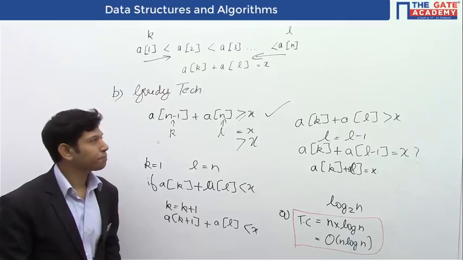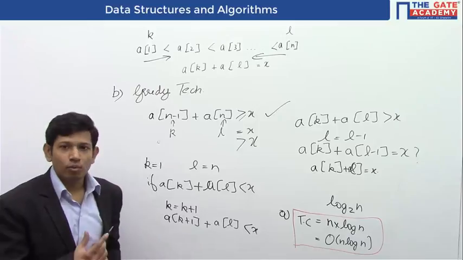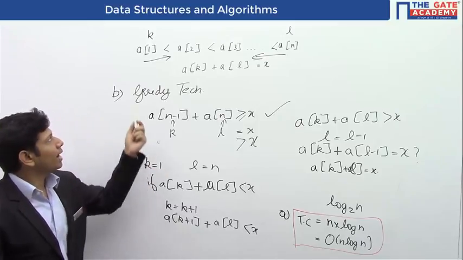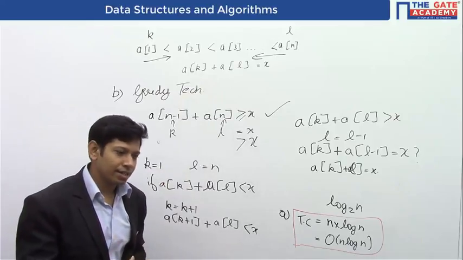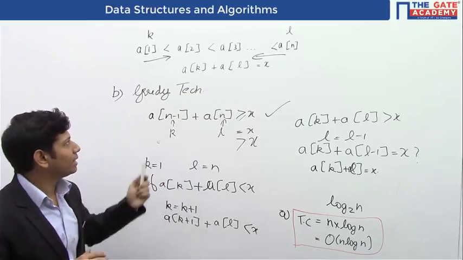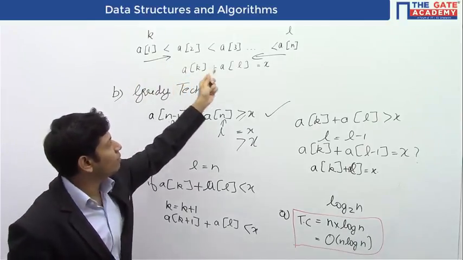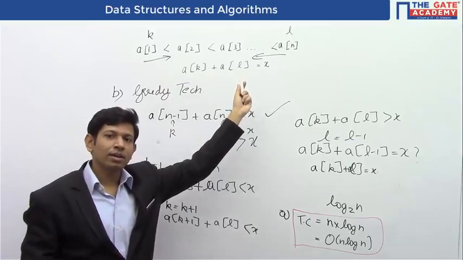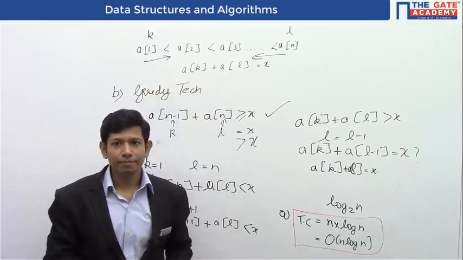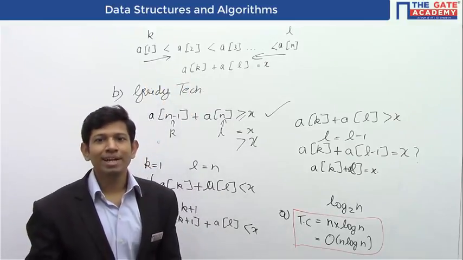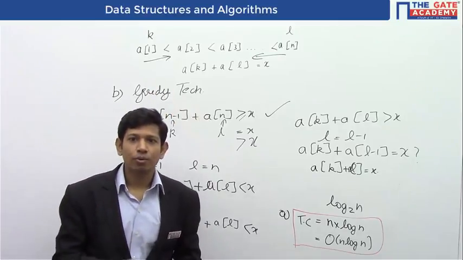additions we are doing. So we started with one value of k and l. So we did one addition. Now either we will increment k or we will decrement l. Again, in that iteration, we will do one more addition. Like this, at worst case, what will happen is either k will move to l minus 1 or l will move to k plus 1 or both will move to mid. In all three cases, how many times have we traversed the array? We have traversed the array only once.